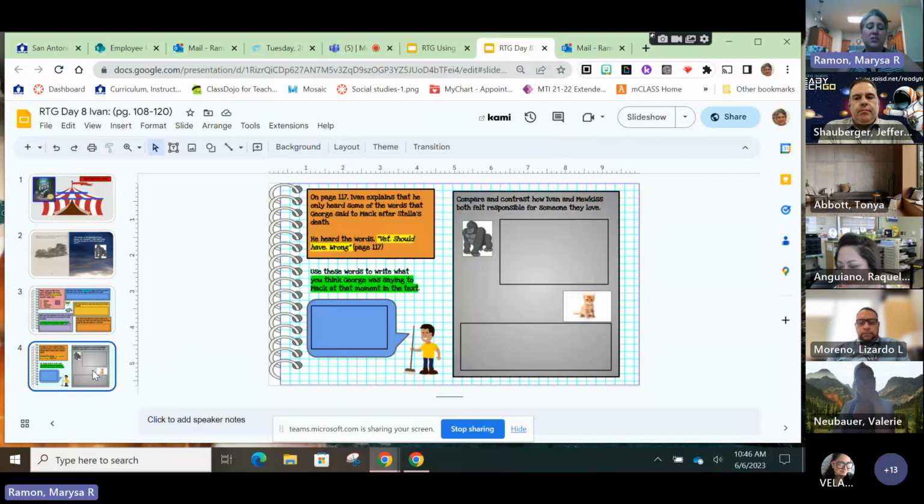On page 117, just like you would see, and we talk about this all the time. Have you seen the STAR question like this before? And then use these words to write what you think George was saying to Mac at this moment in the text. And then compare and contrast how Ivan and Mucus felt responsible for someone. So Ivan and Mucus was my character from Totally Disgusting. Ivan's my new main character, and they have similar problems. They have the similar conflict of what their responsibility is for someone else. So here they're doing a comparing and contrasting of the two characters, just like we would do on STAR.